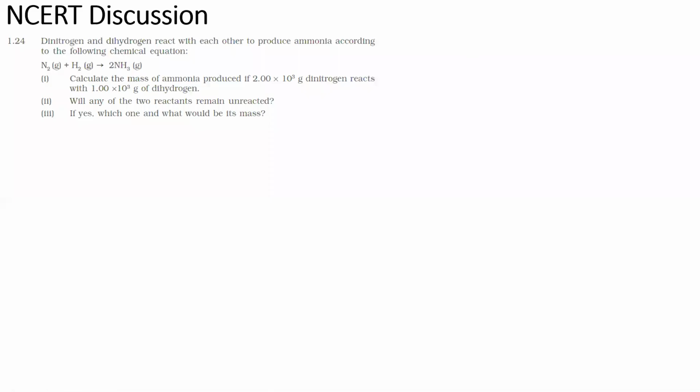Guys, this is question number 1.24 of NCERT chapter 1. In this question, it has been given that dinitrogen and dihydrogen react with each other to produce ammonia according to the following chemical equation: N2 plus H2 giving us 2NH3. In the first part, the mass of nitrogen and the mass of hydrogen is given to us, and it is being asked what is the mass of ammonia produced from this much nitrogen and this much hydrogen.